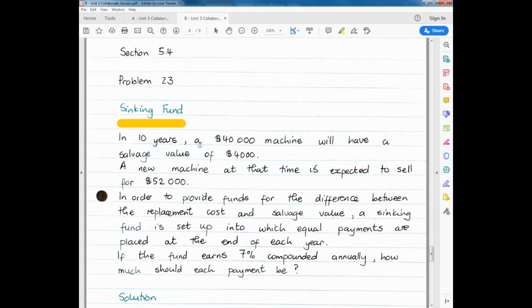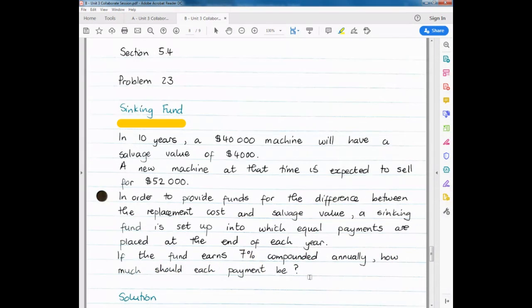If you can get rid of the old one after 10 years for 4,000, then you will have a difference here. There's money that you'll still need because you only have 4,000 now and you need to raise the rest to get to 52,000. And you do that by setting up the sinking fund. Okay, you throw money in there, it sinks, and then it grows up until you can use it to replace your machine. So we are told that the interest rate is 7% compounded annually. How much should each payment be?